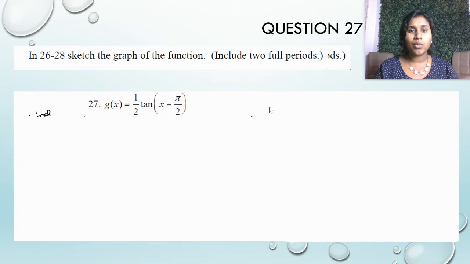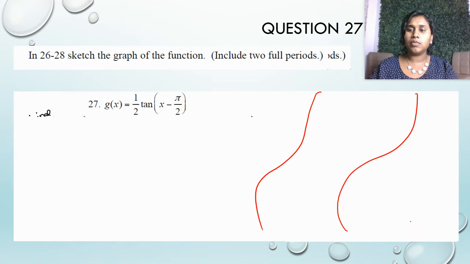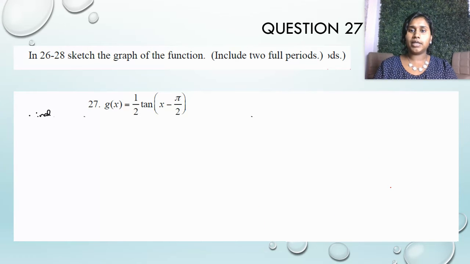So next question, we're dealing with tangent this time. So versus the sine and cosine, which just look like that wave that you guys are used to, tangent's got those funky S's that we've got going on.